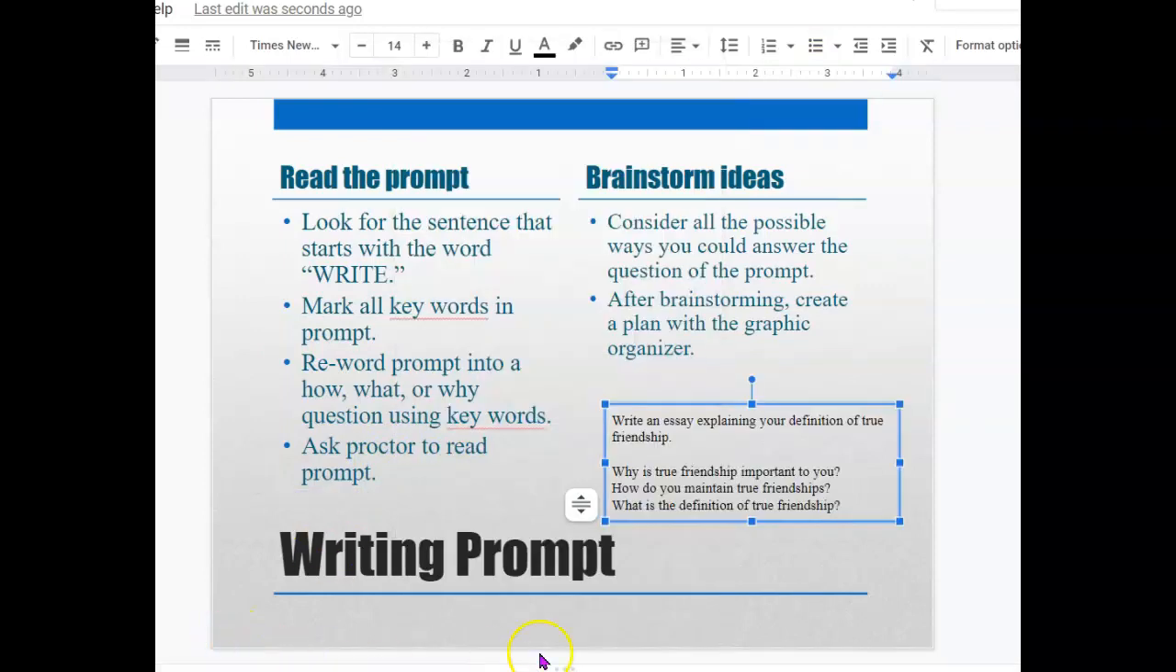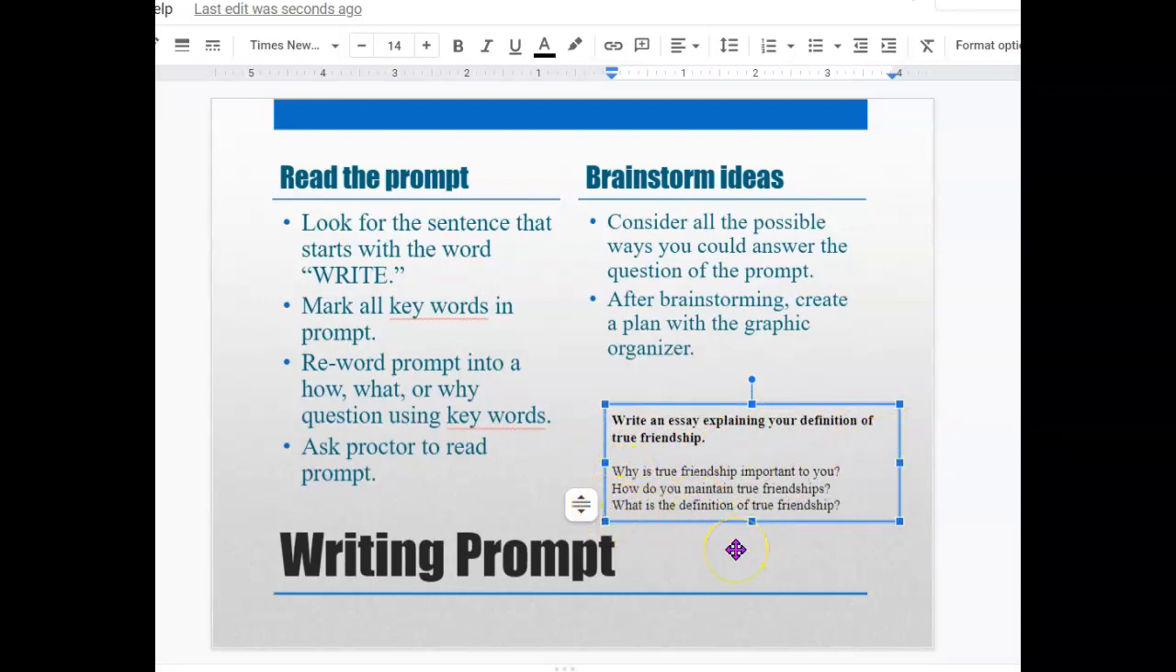So let's talk about the prompt again. Here was the prompt that we covered just recently. Write an essay explaining your definition of true friendship. So important words we'd want to highlight are explain, definition, true friendship. Those things have to be in it. So look at these three questions.